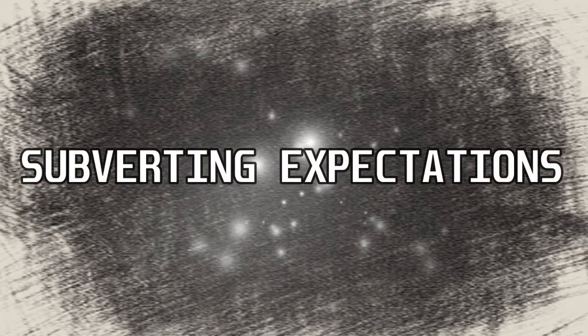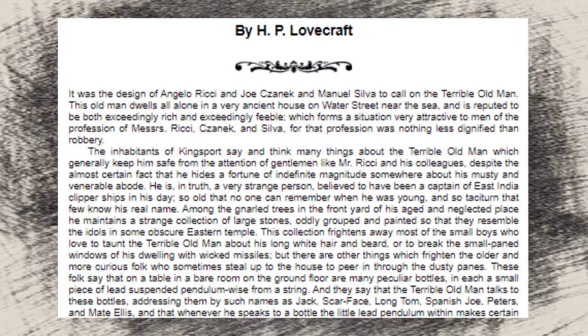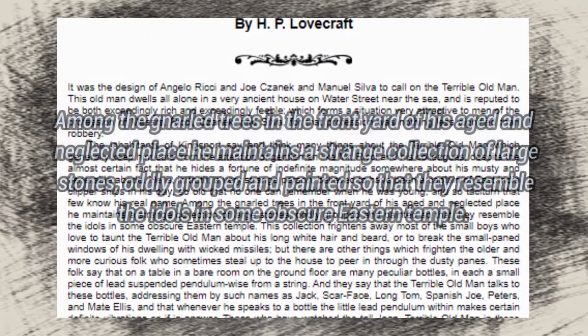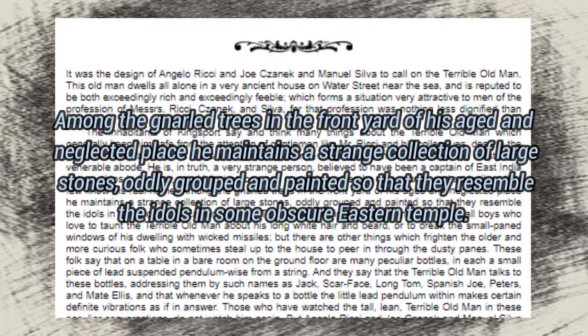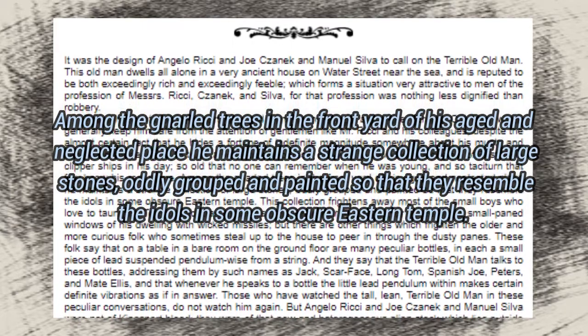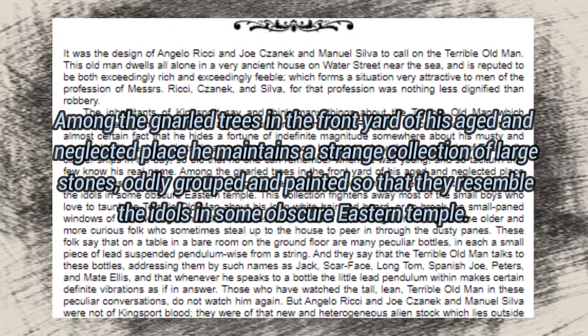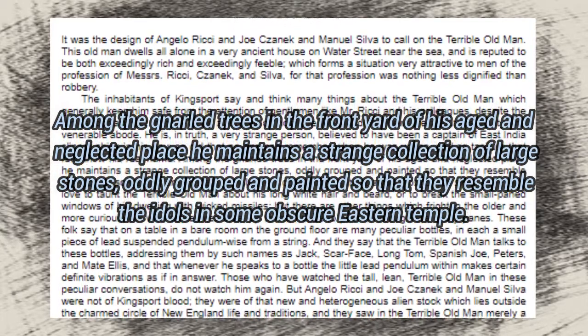This story is a prime example of subverting expectations, and how leaving the background of a given character vague can be used to add depth during a story's climax. Any description of the old man is from the perspective of people in the Kingsport community. An example being, among the gnarled trees in his front yard of his aged and neglected place, he maintains a strange collection of large stones, oddly grouped and painted so that they resemble the idols of some obscure Eastern temple.